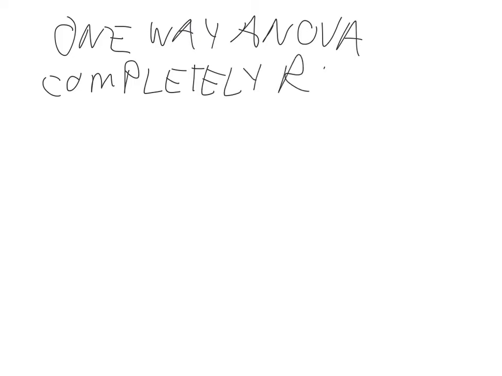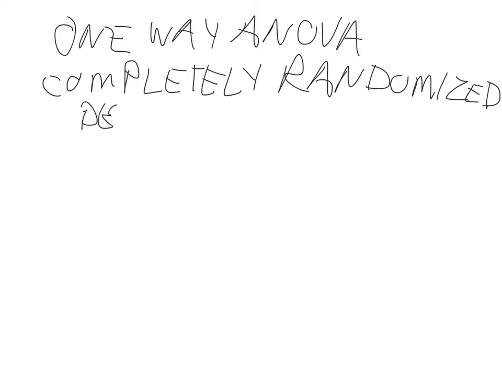Okay, today we're going to talk about one-way analysis of variance, one-way ANOVA, or, let me write that down, sometimes it's called completely randomized design. Either one of them refers to the same thing. What is it for? Why do we do it?